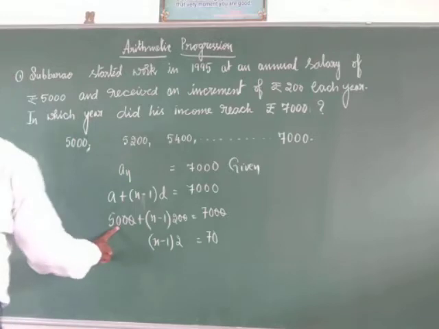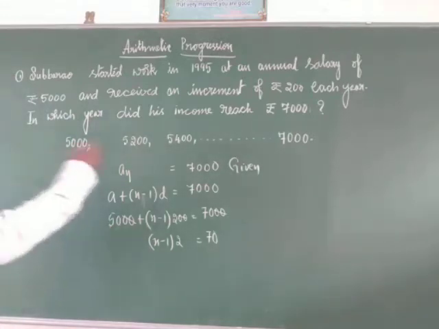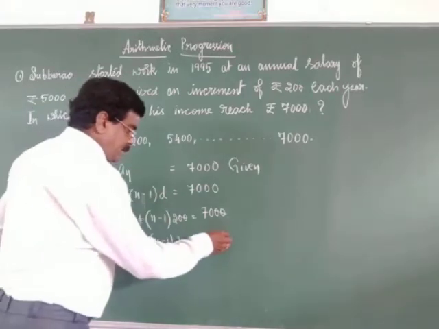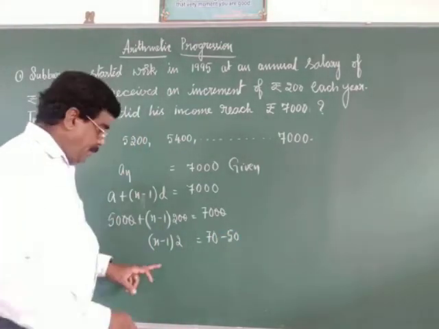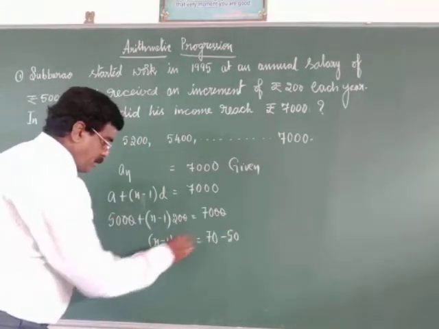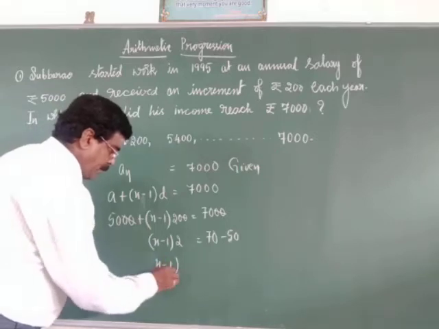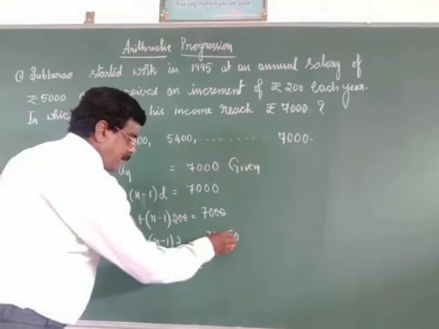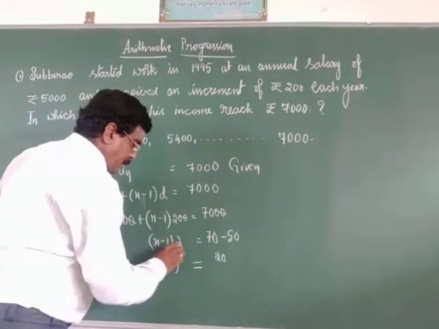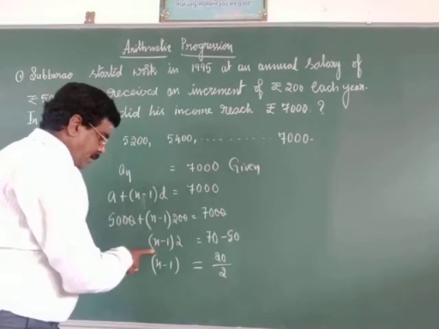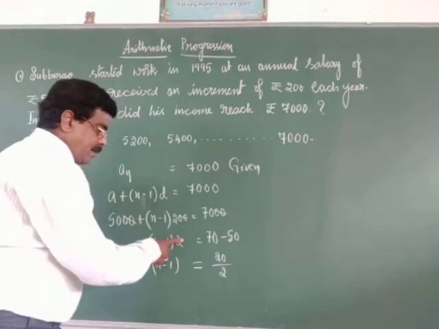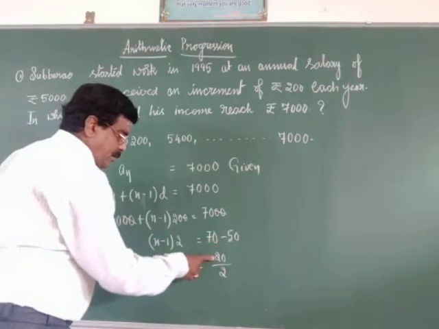Now shift this 50 to the right-hand side. It becomes minus 50. In the next step, shift this 2 to that side. (n minus 1) let it be here, equals 70 minus 50 means 20. 2 should be divided by 2. Or you can see here divided by 2, 2 and 2 get cancelled. Here also we have to divide by 2.